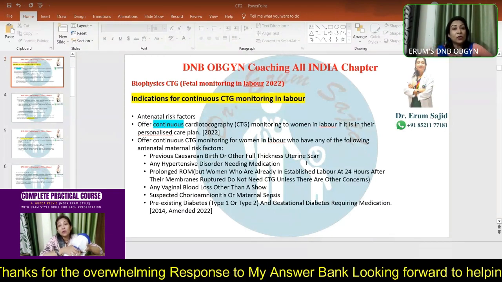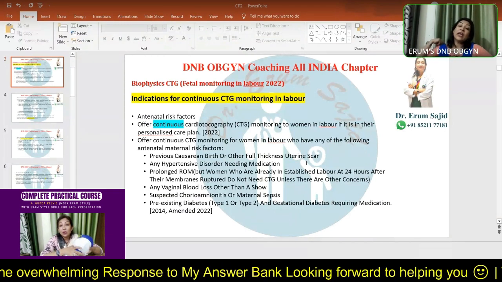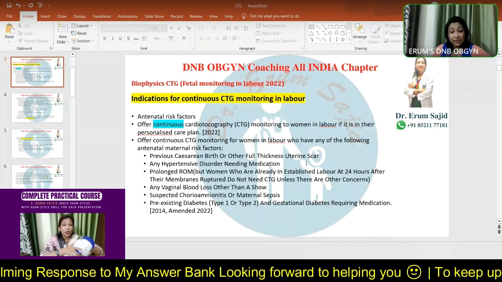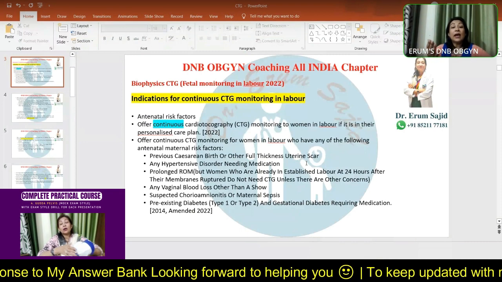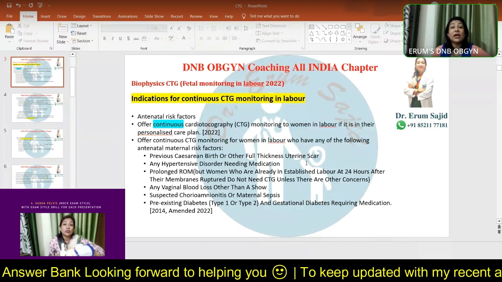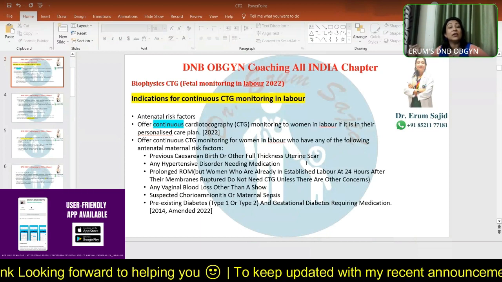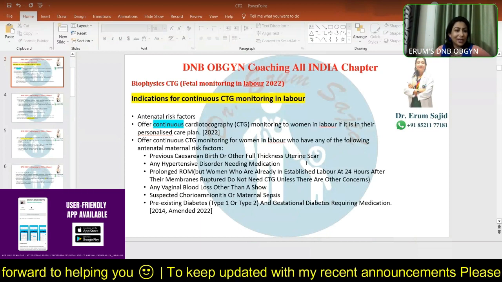So anything which reaches the fetus in any way is going to cause a fetal compromise, like a previous cesarean birth, or any hypertensive disorders, because that usually causes placental insufficiency, deranged Doppler flows, and fetal distress at very early labor.